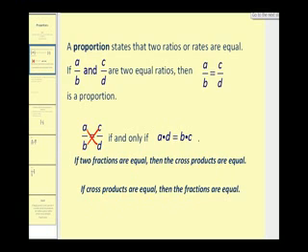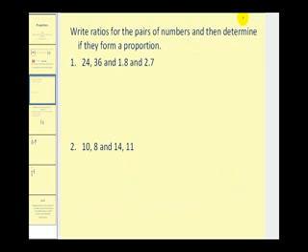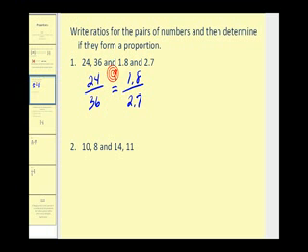Let's take a look at an example of this. We want to write ratios for the pairs of numbers and then determine if they form a proportion. So for number 1, the first ratio would be 24 to 36. And the second ratio would be 1.8 to 2.7. If these are equal and form a proportion, then their cross products must be equal. So to see if this is true, we cross multiply.